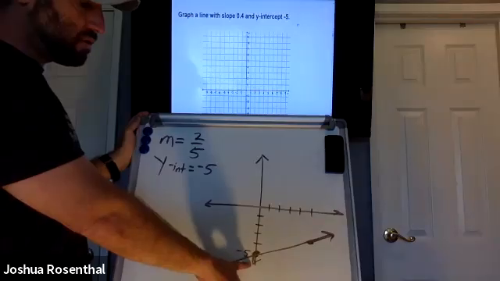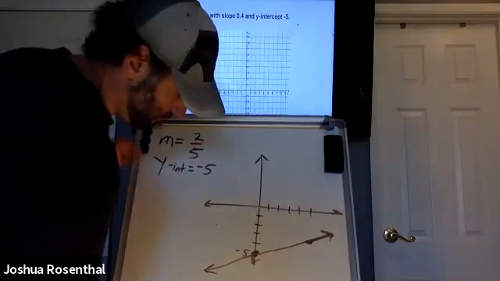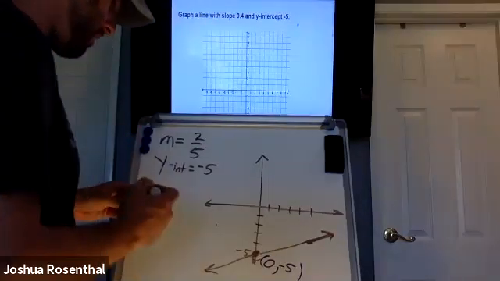When x is 0, what line are you on? Are you on the x or y axis? What is this coordinate? That's 0, negative 5. Which one is 0, the x or the y? The x.